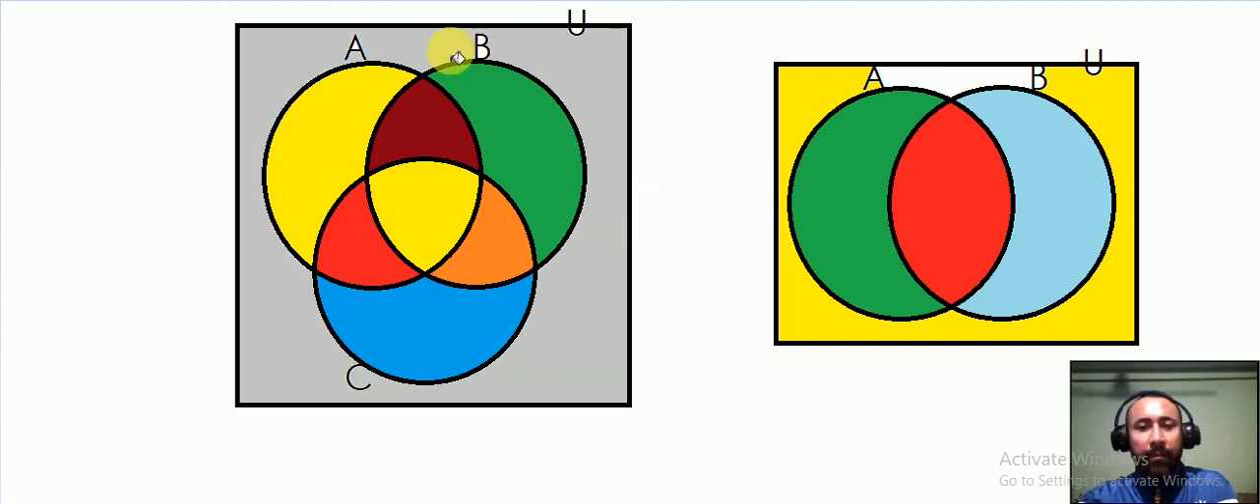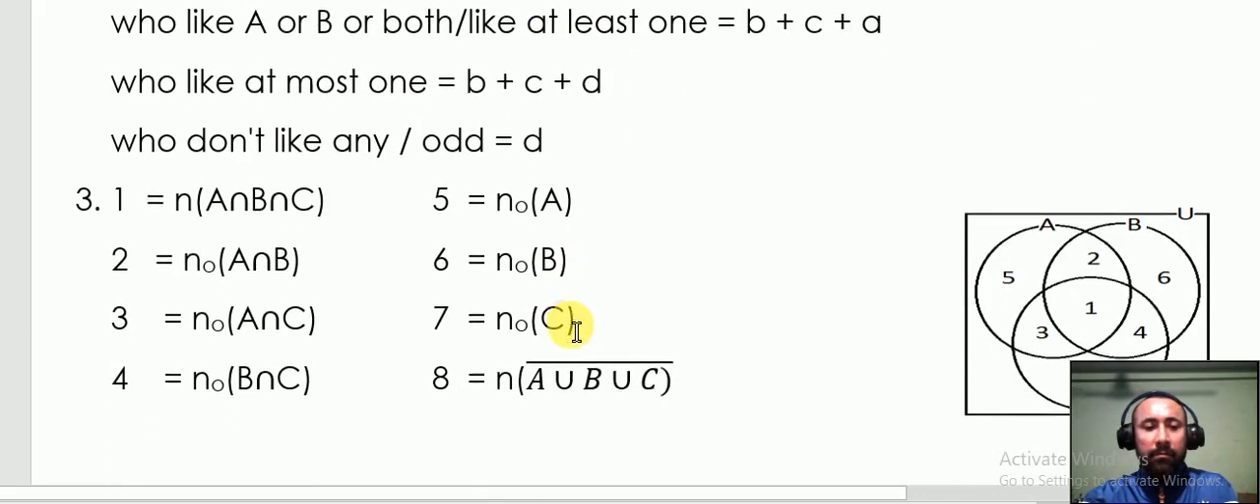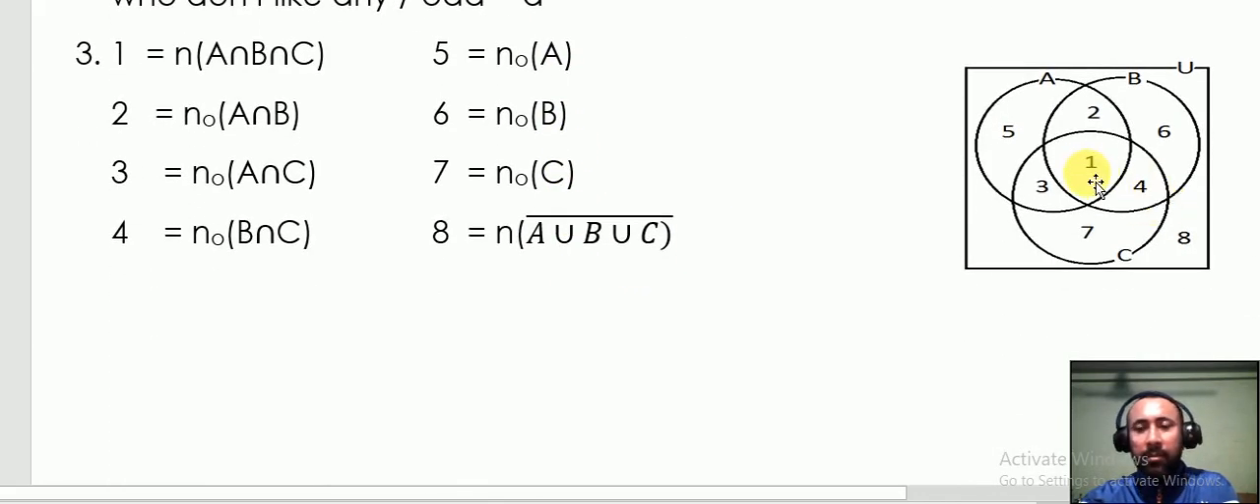And lastly, this region is n(A union B union C complement). So you can see it here. We start from here: 1 A intersection B intersection C, then 2 n not A intersection B, then 3 n not A intersection C, then 4 n not B intersection C, then 5 n not A, then 6 n not B, 7 n not C, and lastly 8 n(A union B union C complement).